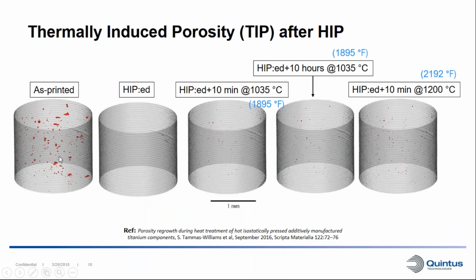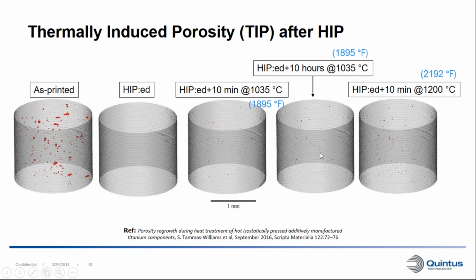So here we can see the same sample in the different conditions. In the as-printed condition, we have some porosity, some are quite large. In the as-hipped condition, we can see no porosity at all. The detectable limit of porosity with this CT scanner is 5 micrometers. So anything we can't see here is below 5 micrometers. However, then they have done a heat treatment at 1035 Celsius in a vacuum furnace. And here we can see some porosity that we couldn't see in this step because it's too small.